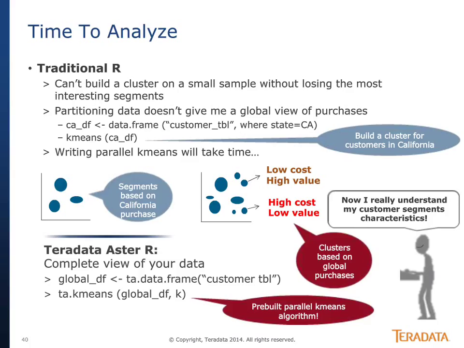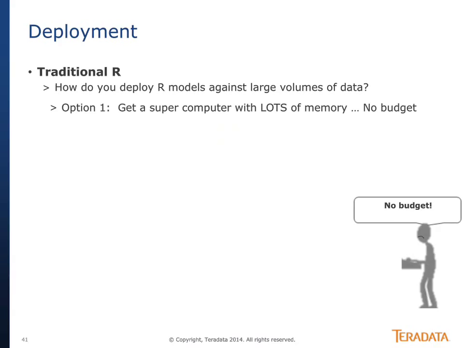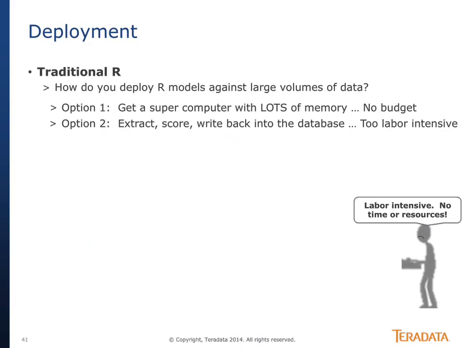The fourth column is deployment. If you want to deploy R, there are several common ways. You have to get some type of supercomputer with virtually unlimited memory. Nobody has the budget for that. You can do the classic extract all the data, score it offline, and write it back. It takes a lot of labor and a lot of system resources. It's not very efficient. It could theoretically solve deployment, but it won't solve that industrialization that comes next.